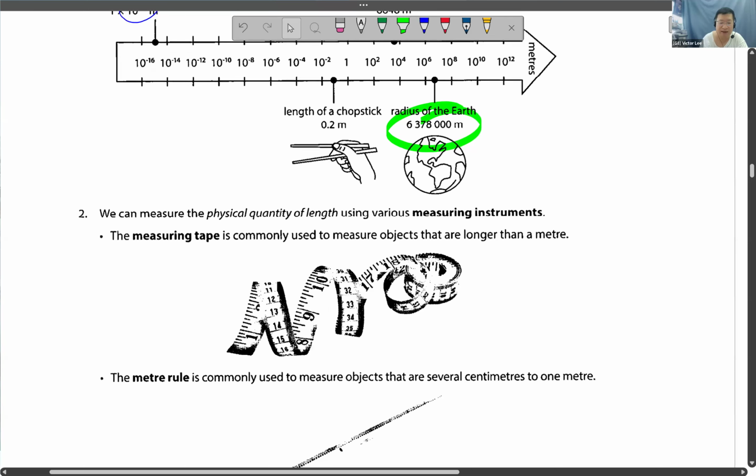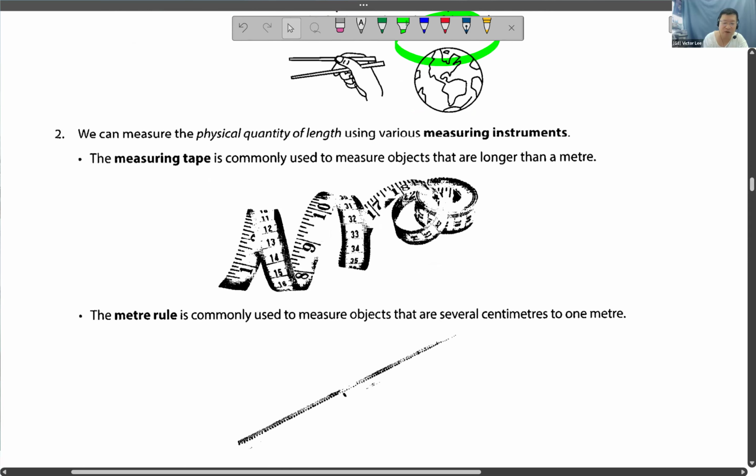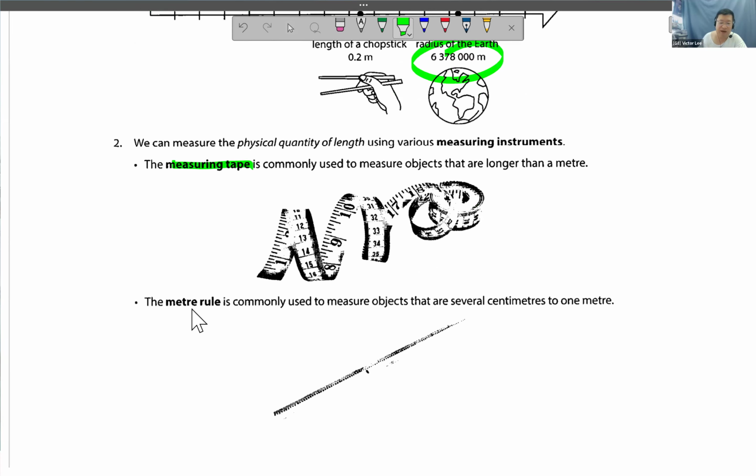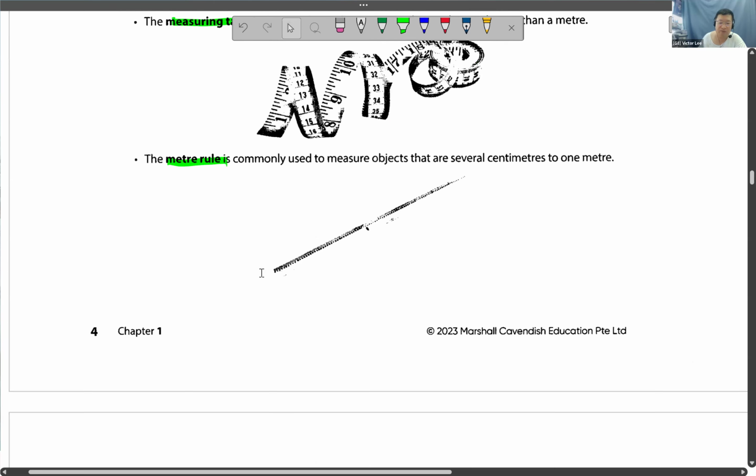Okay, so now we go to physical quantity, measuring tape. All these are measuring length. So measuring tape is for long measurement. Meter rule, learn the spelling, M-E-T-R-E. This is a measurement, not M-E-T-E-R, it's M-E-T-R-E, 1 meter, meter rule.